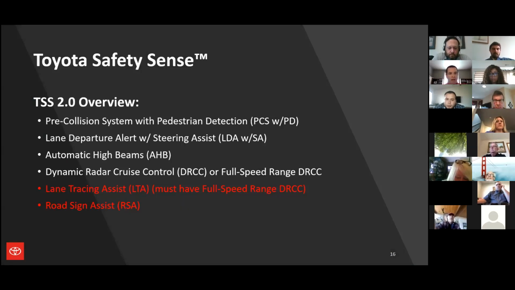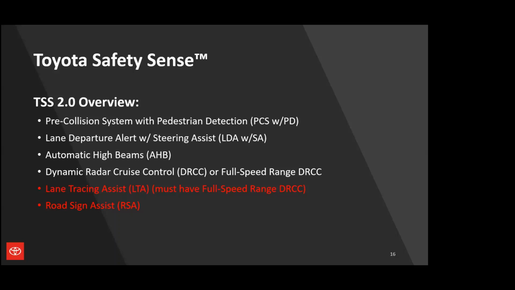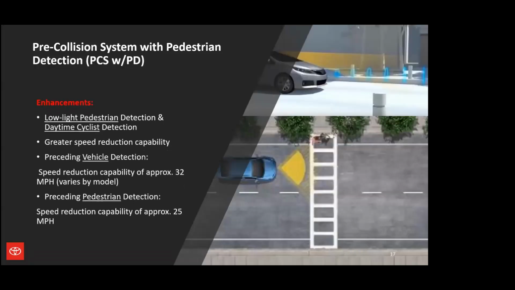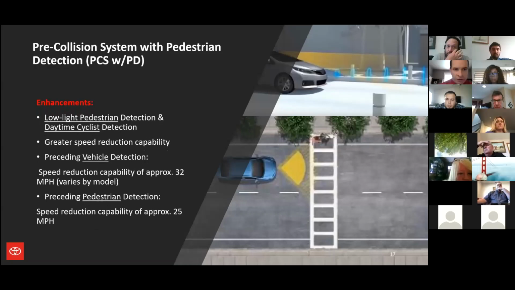So the upgrade, which we launched a few years ago, TSS 2.0. Of course, you see all the features that I just spoke about in TSS. And now, highlighted in red, we added lane tracing assist and road sign assist. So again, pre-collision system. These are the enhancements to pre-collision. So we had two additional features with TSS 2.0, and these are the enhancements.